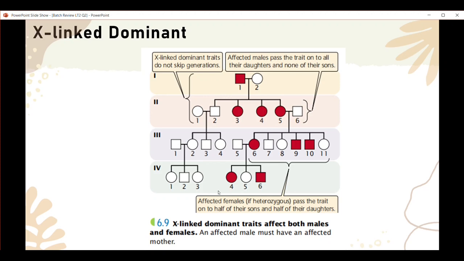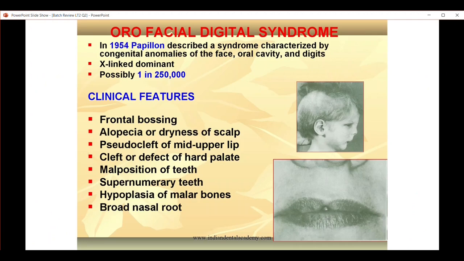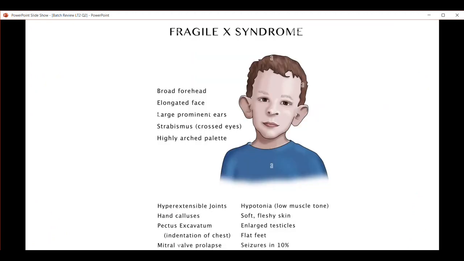Another one, affected females, if heterozygous, pass the trait to half of their sons and half of their daughters. So here's the heterozygous female, and then half of the daughters, 1, 2, 3, more or less half, and half of the sons will be affected, 1, 2, and then 3, so almost half. So this would be an example of X-linked dominant. All the generations are affected. One of the sexes will be more affected compared with the other. Examples are orofaciodigital syndrome and fragile X syndrome.